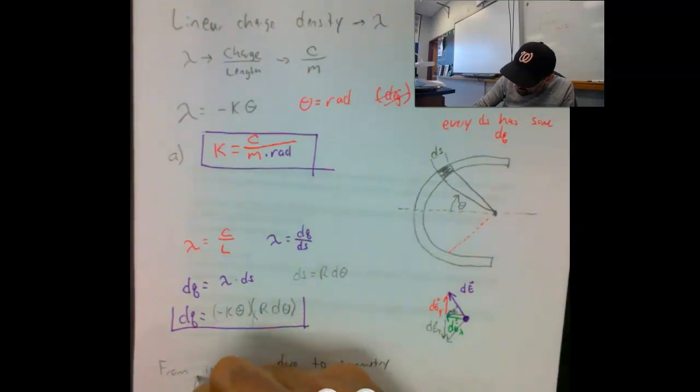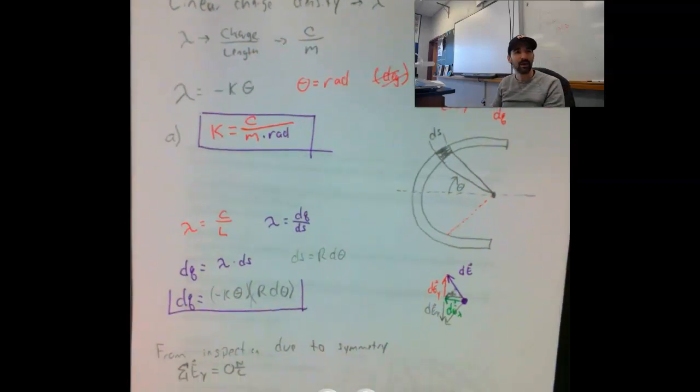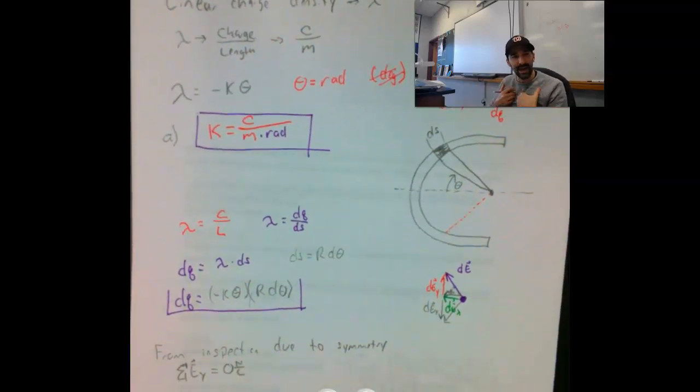The sum of the electric field in the Y direction is 0 newtons per coulomb, which means the only thing I need to deal with here is the electric field in the X direction. I'm just making this easier and easier and easier.